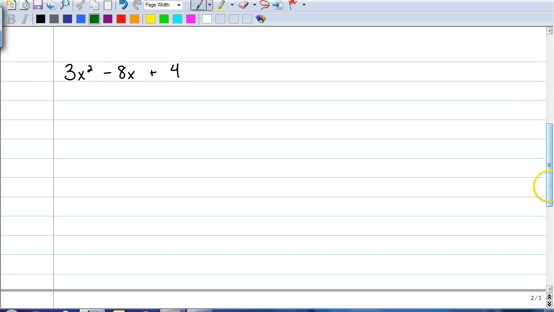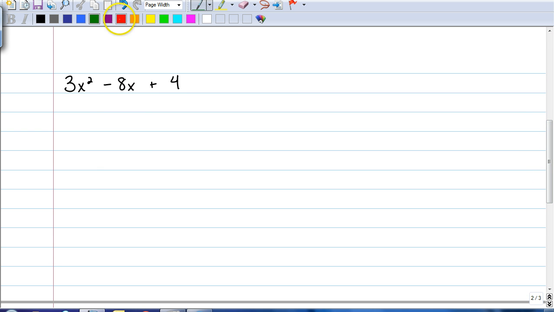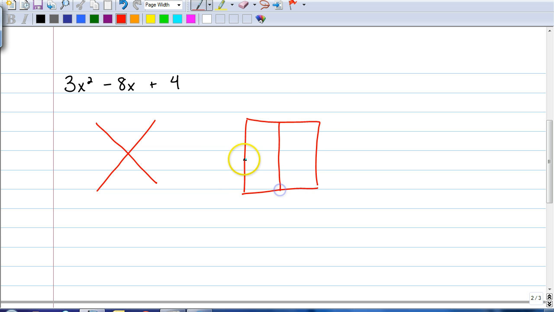Let's try another one. Now, doing a problem like this with the traditional method would be tricky, but with the X box method, it's a lot easier. So again, we start out by putting the first term in this box, put the last term down here. Multiply those two outer terms together. 3x squared times 4 is 12x squared. Write down the middle term in the bottom part of the X.